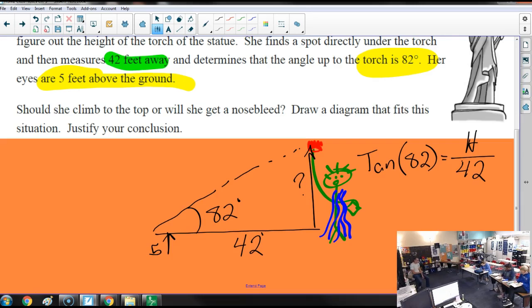Now the real problem is, being that you've been to the Statue of Liberty, you know the area around it is not flat. But we will assume that we are somehow on flat ground.